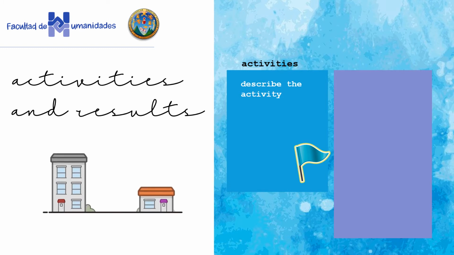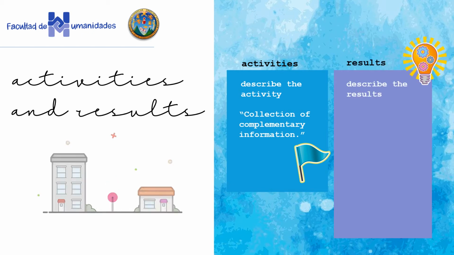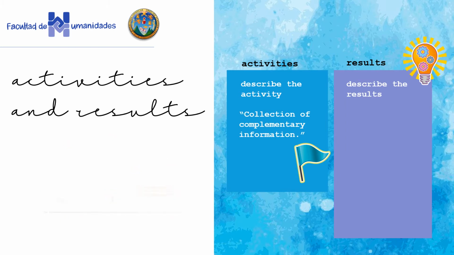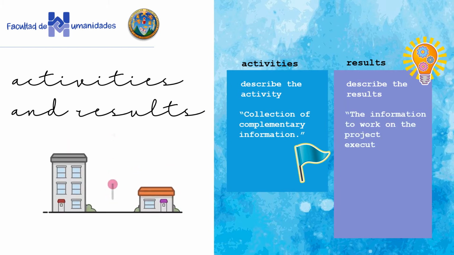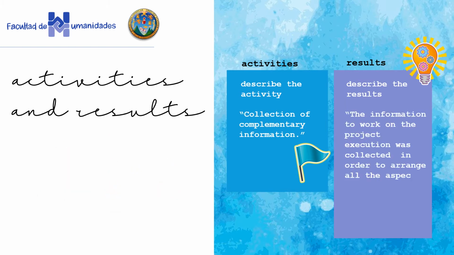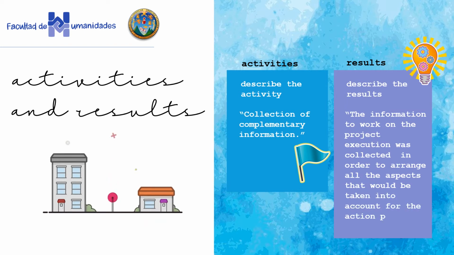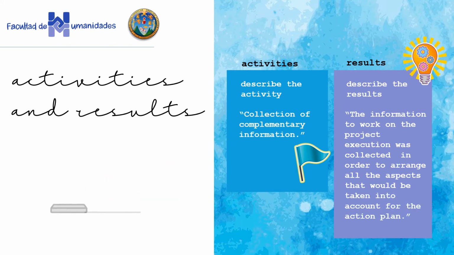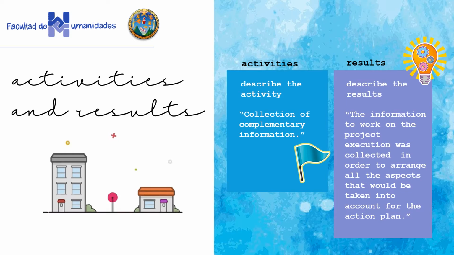In the first column, you must describe the activity, for example, collection of complementary information. In the second column, the results of this part must be included. In the last example, the results could read something like this: the information to work on the project execution was collected in order to arrange all the aspects that would be taken into account for the action plan.